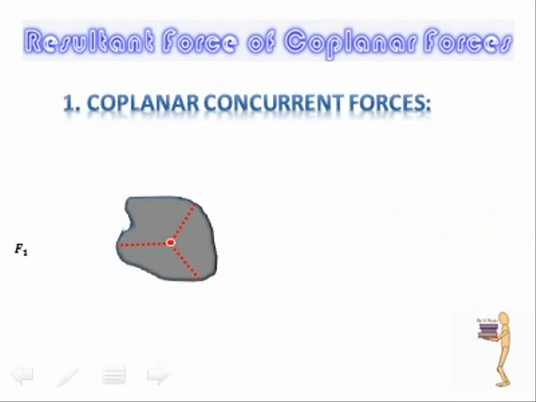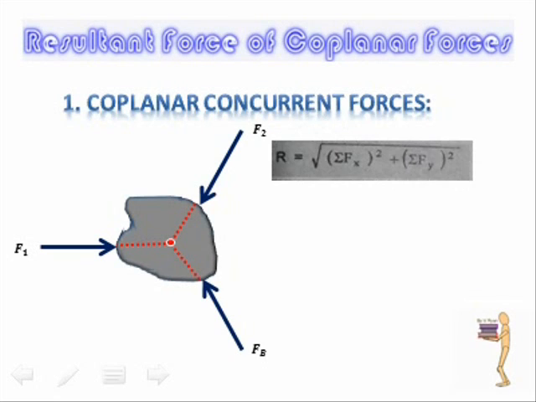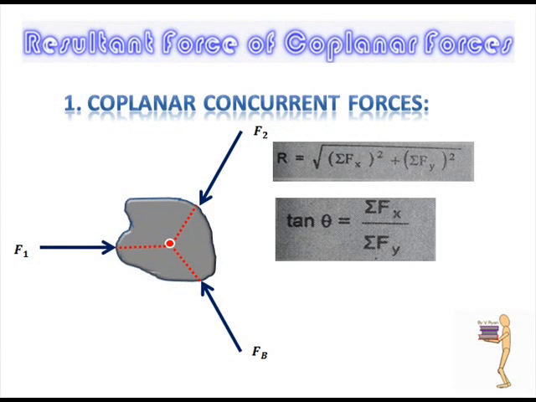The illustration here is an example of a coplanar concurrent force problem. In the illustration, we have three forces in the same plane, F1, F2, and F3, all pointing to the center of the plane. To get the resultant force, first get the summation of forces in the x-axis, then the summation of forces in the y-axis. Now, apply the Pythagorean theorem.